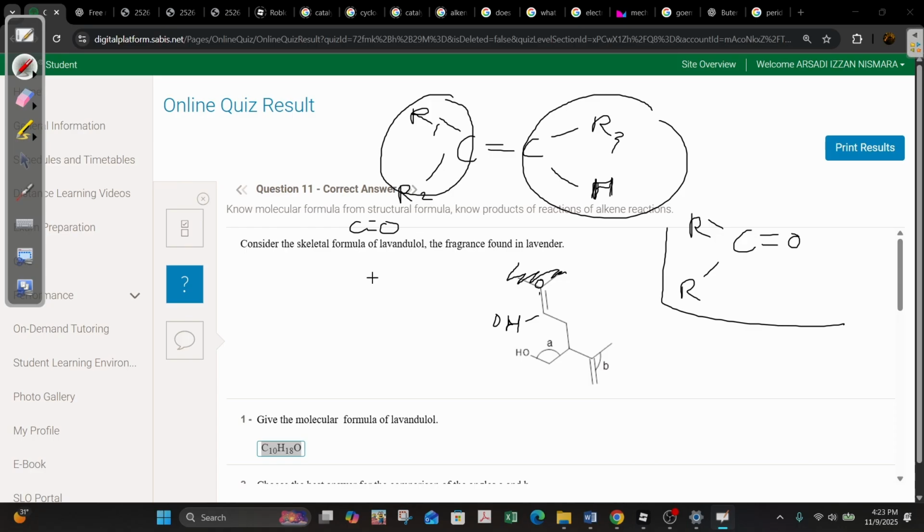So, ketone, what is a ketone? It attaches to here. Oh, did I say aldehyde in the first one? Oh no, my bad. Forget it. Okay, let's focus on this one. This becomes a ketone group. Wait a minute. Okay, that reacts.